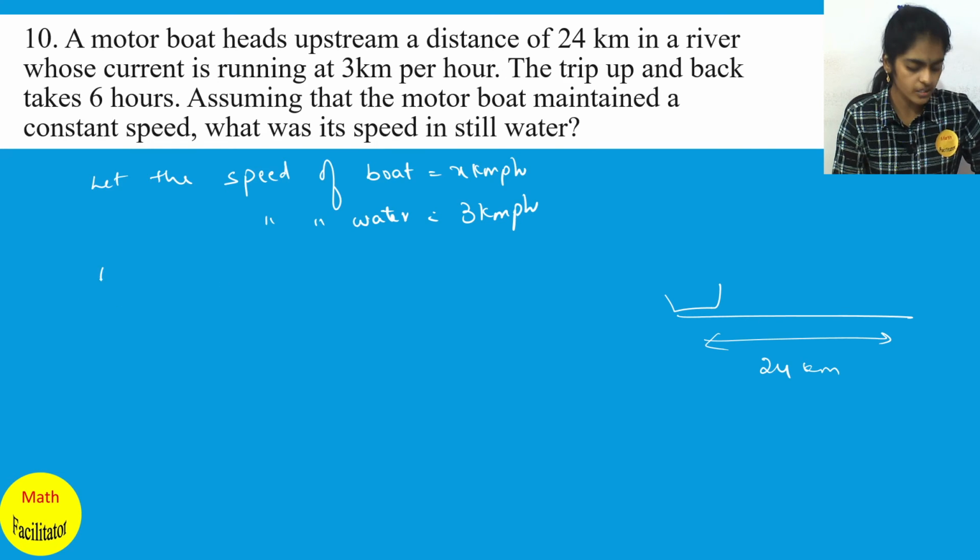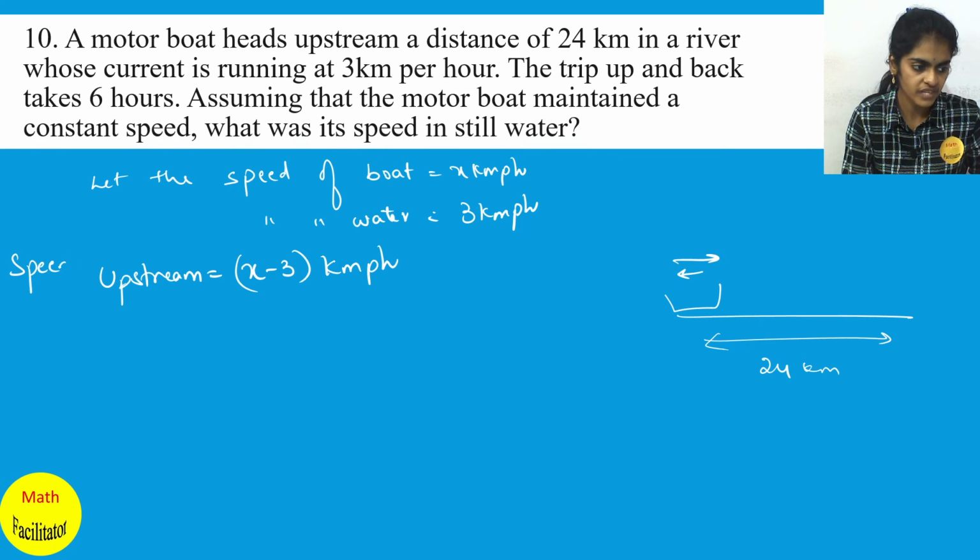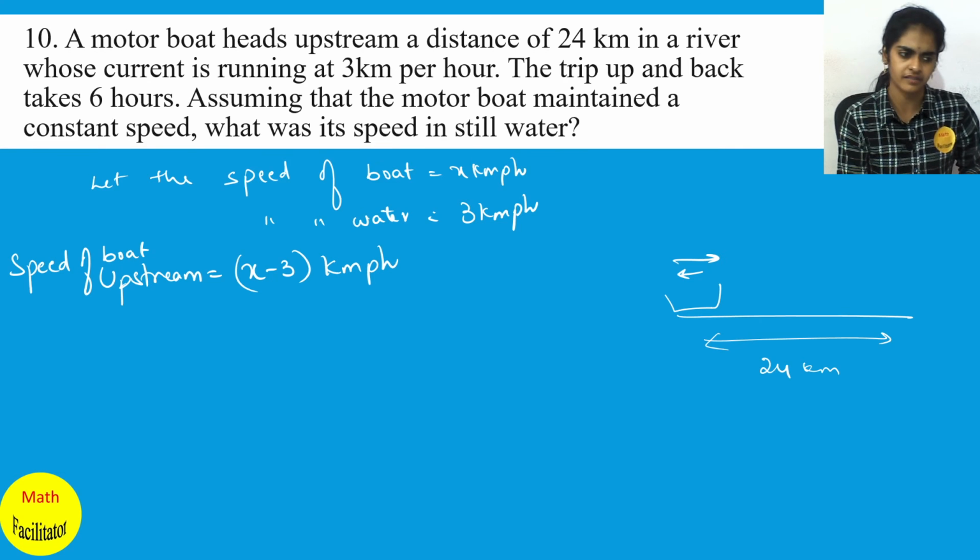So when the boat is going upstream, in opposite direction to the speed of the water, what happens? The speed of the boat decreases because it is going in opposite direction. So it will be x minus 3. So how much is it decreasing? It is decreasing 3. Okay, so it is x minus 3 kilometer per hour. So this is nothing but speed of boat in upstream is x minus 3 kilometer per hour.